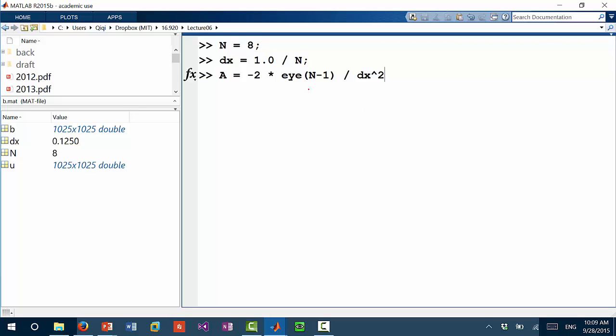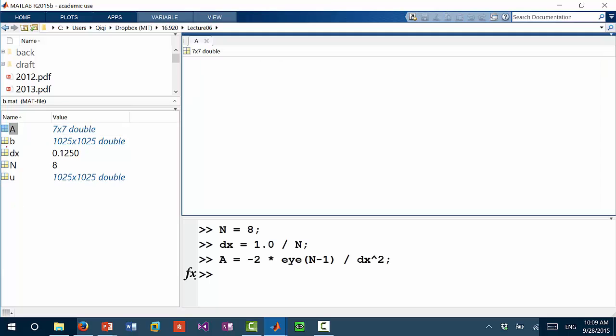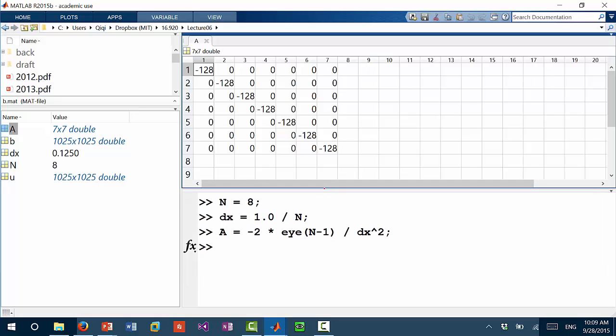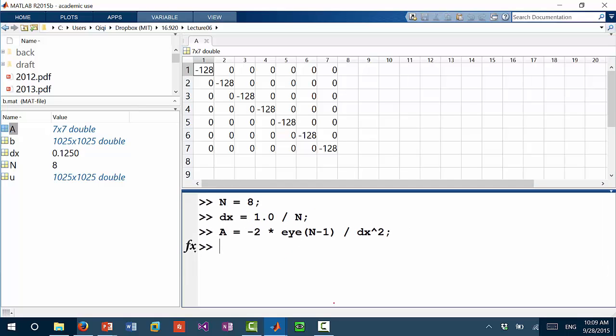So that's the diagonal part. Plus, I'm going to say upper ones of size n-2, 1 and 1. So that's making a diagonal matrix whose diagonal is shifted by 1. Let me do it slowly. Okay, so now let's open A. A is a 7 by 7 matrix with diagonals equal to -2 divided by dx squared.